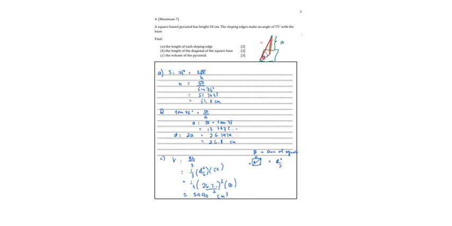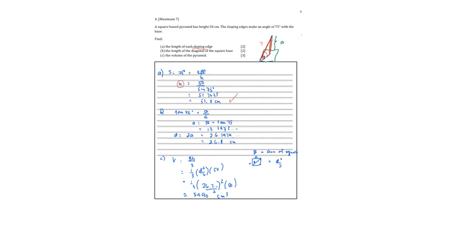So to get this one, we can use the sine rule. Sine 75 is opposite over hypotenuse. The hypotenuse here is our sloping edge. So that's 50 over sine 75 degrees. Using your calculator, it gives you 51.7635 or 51.8 centimeters.